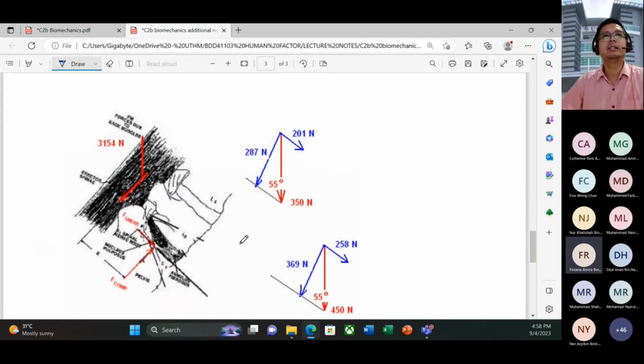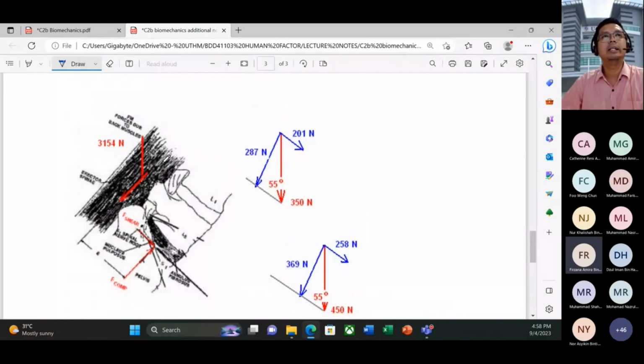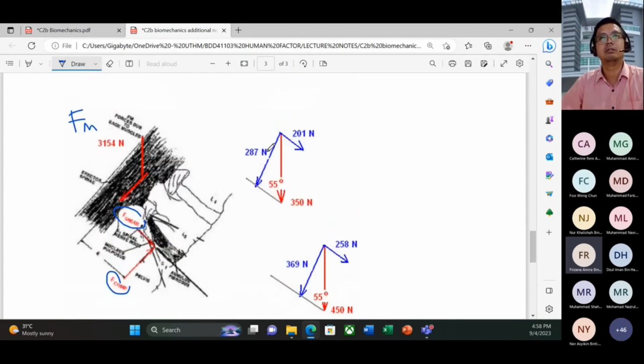When we look at the detail, this is very detailed. We get our Fm, the muscle force, 3,154 Newton here. So how do we calculate the force for the shear and the force for the compression? Please draw like this.